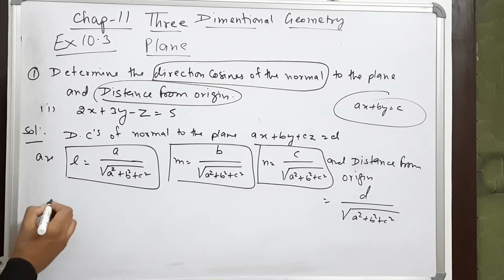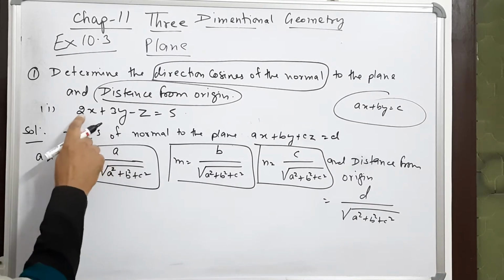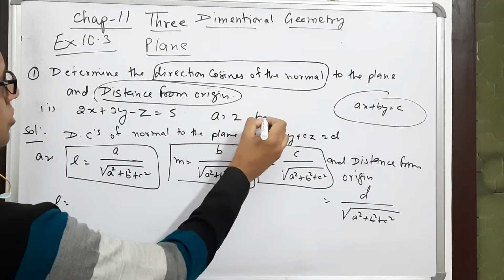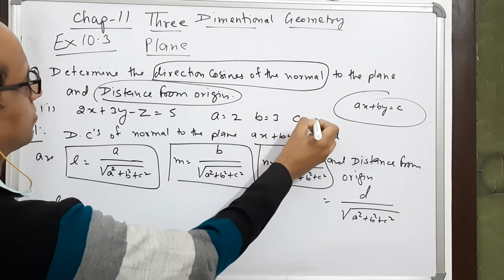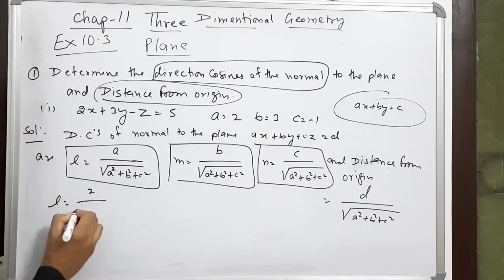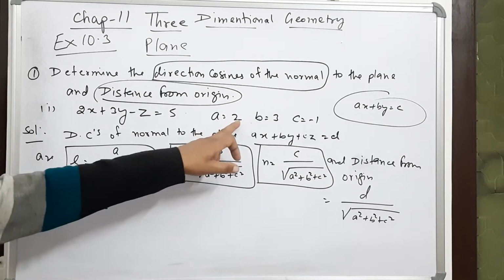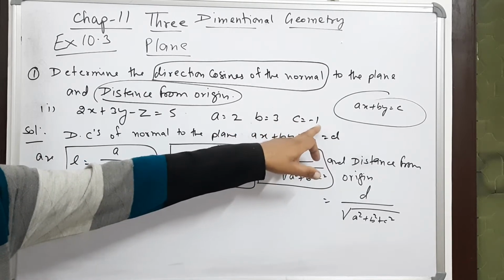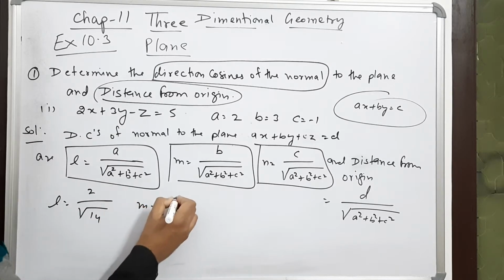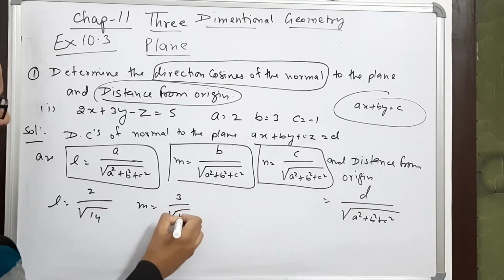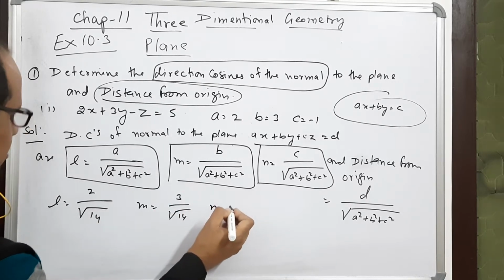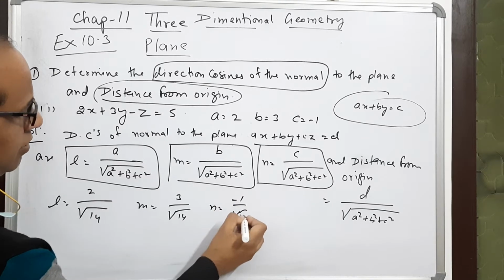So we start with l equals a. Now see, the value of a is 2, the value of b is 3 and the value of c is minus 1. So it is 2 upon root of a square plus b square plus c square. So 4, 9, 1 is 14. So it is root 14. The value of m is 3 upon root 14. I hope it is not required to explain how we got root 14. And n equals minus 1 upon root 14.